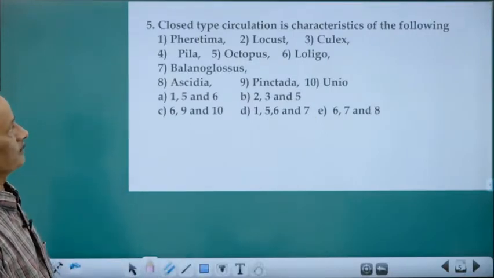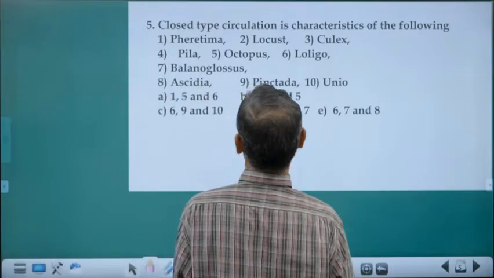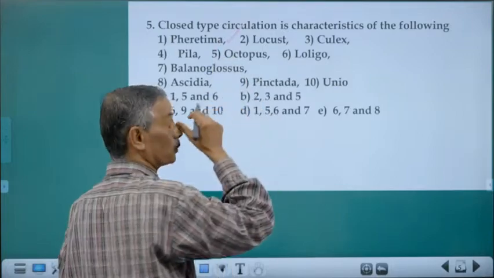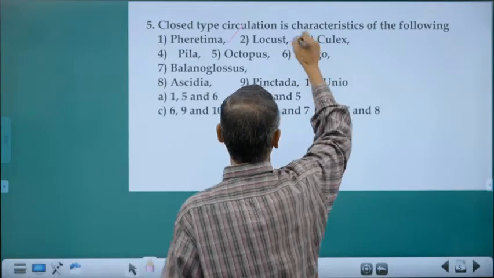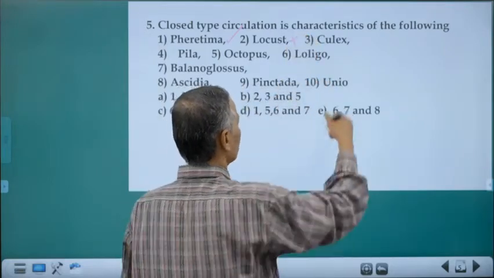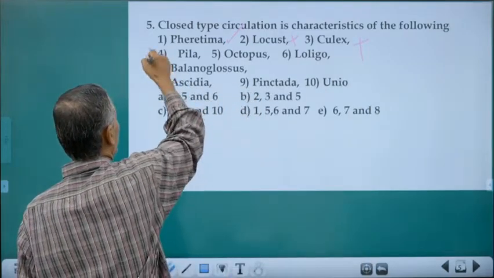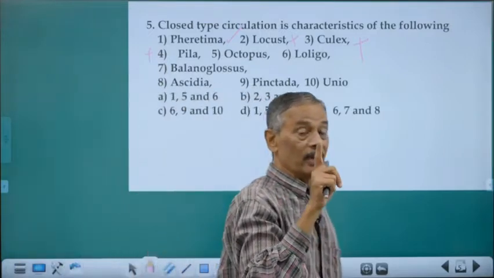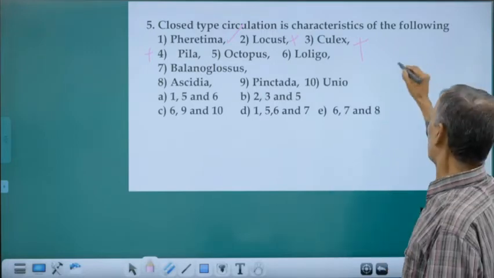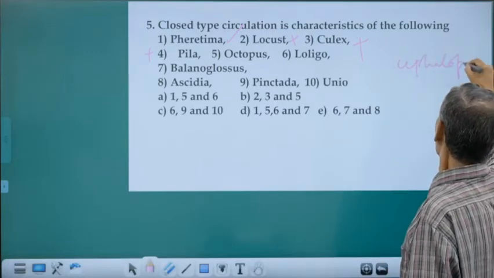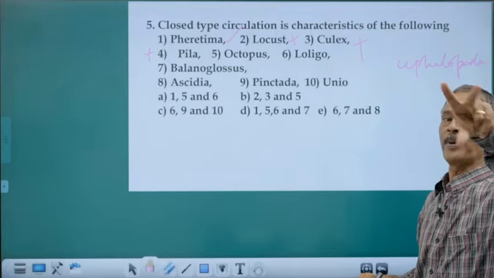Closed type circulation, that is having blood vessels, is characteristic of the following. What is Pheretima? Earthworm. Earthworms are having closed type of blood vascular system. Locust, it is an insect. Insects are having open type. Culex, insect, open type. Phylum mollusca. In mollusca, there is a peculiarity. In the most advanced mollusk, who is the most advanced mollusk? Cephalopoda. In cephalopoda alone, you are having closed type of blood vascular system, whereas in others, open type.